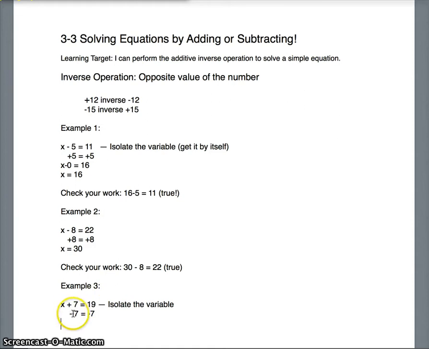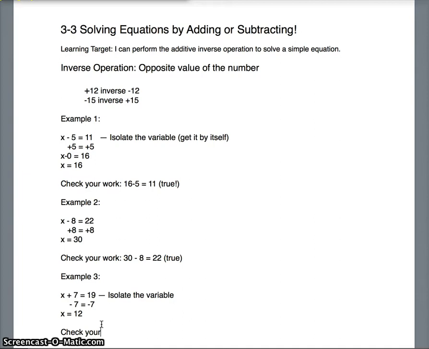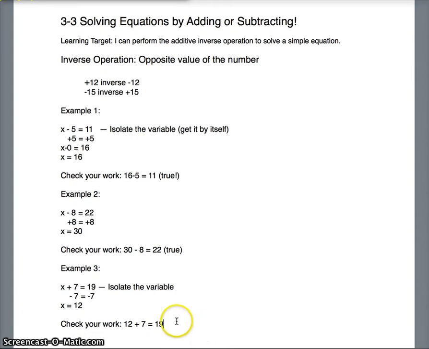So a positive 7 minus 7 is 0. We don't need to put zeros in our equation. So we have x equals, well, 19 take away 7 is 12. So go ahead and plug this back into the original problem to see if you're correct. Check your work. So you have 12 plus 7 equals 19. Okay, and yes, that is true. So this means that 12 was the correct answer.